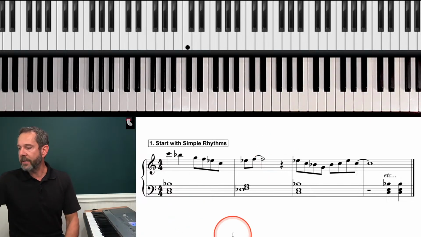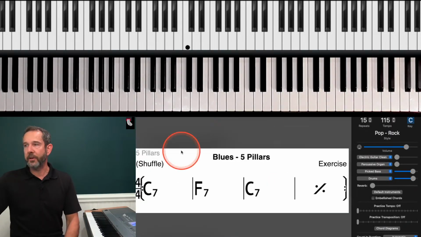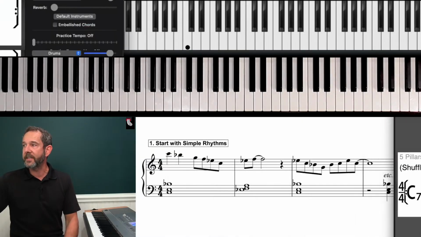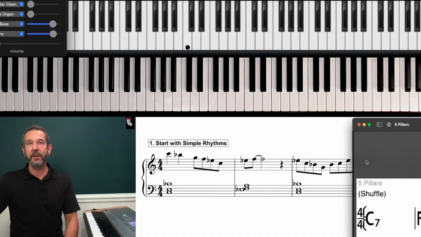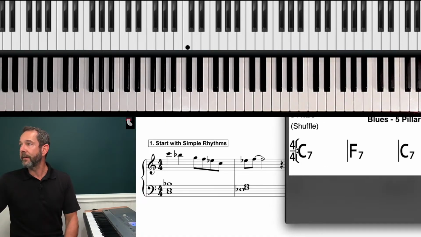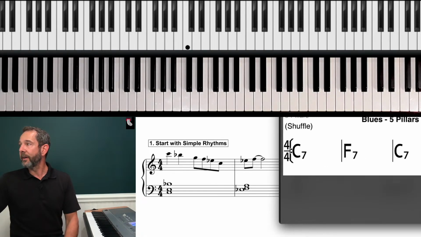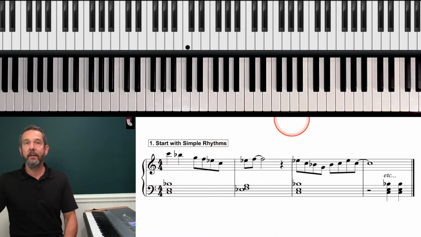So now I'm going to put on the iReal Pro track. Again, it's just these 4 chords, but I'm going to move them off to the side here. You don't need to worry about seeing them. We'll do that. And I'm just going to go ahead and do the pop rock.